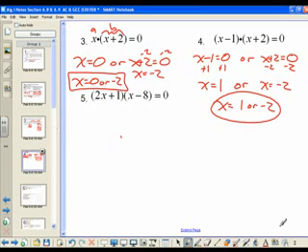Two solutions. Sometimes if you had to factor something out first, you remember we did some problems where you would factor, say, a 2x before the trinomial, then you might have 3 solutions. But when you have something like this, one of the solutions is always going to be 0.